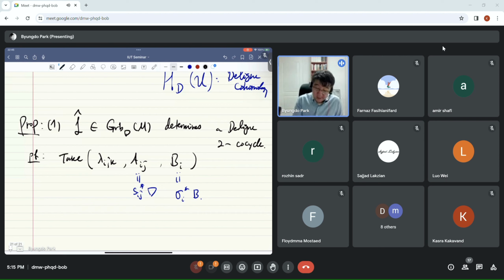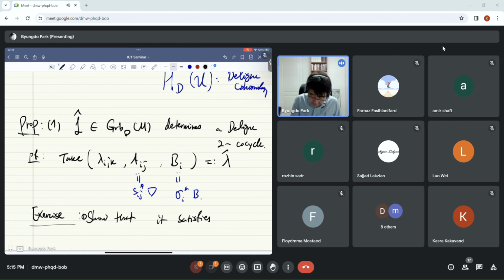And it's an exercise. Show that it satisfies, if I write this lambda hat, this total differential applied to lambda hat is 0. And then when you're taking these things, you have choices involved, but it is independent of choice.